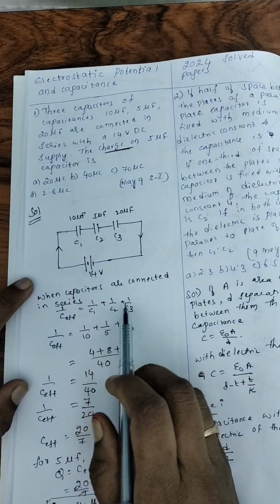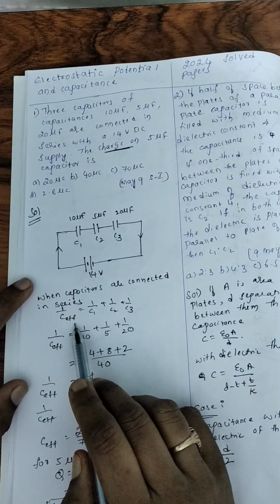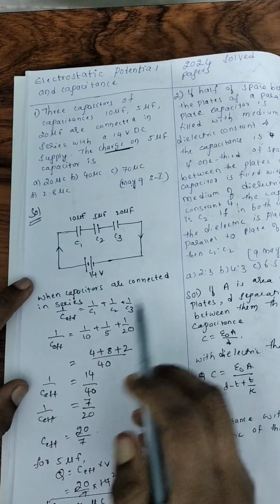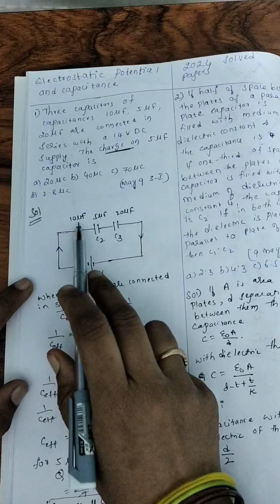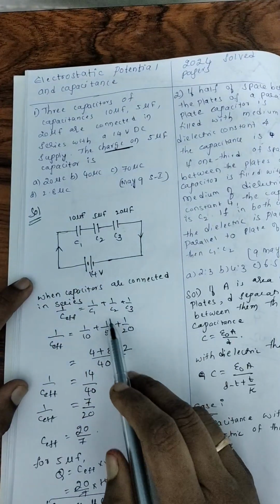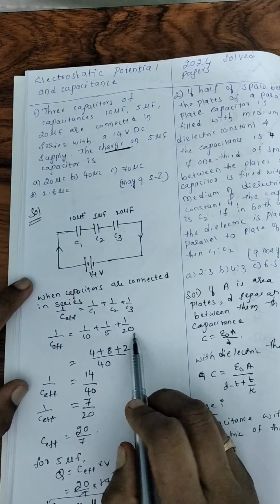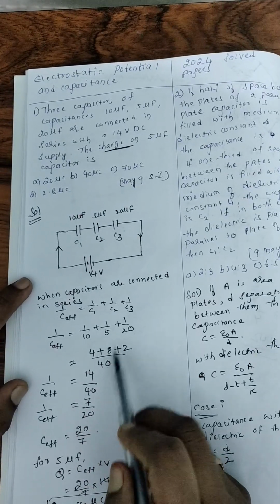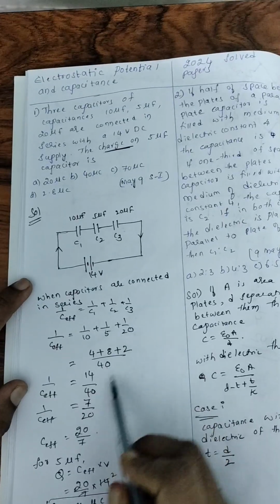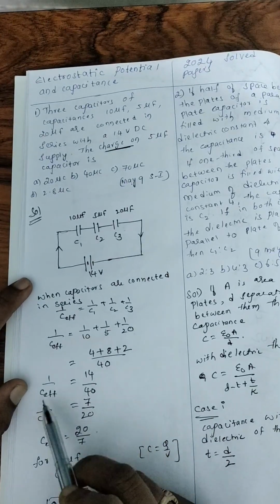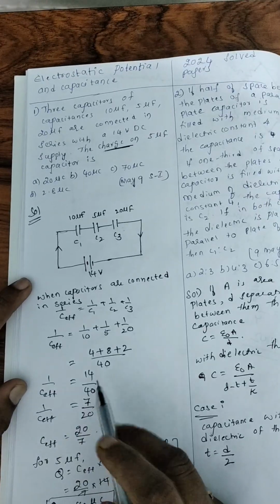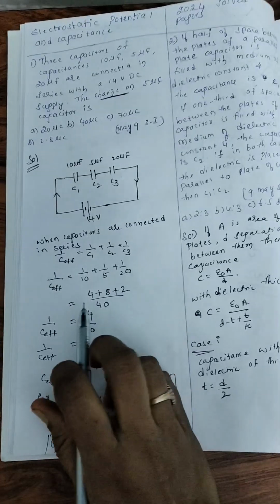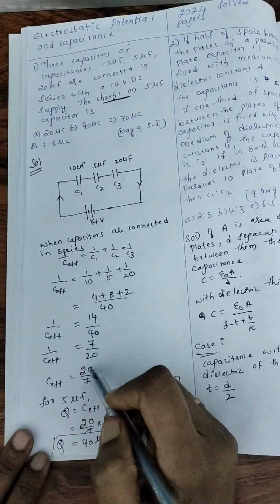When capacitors are connected in series, what is the effective capacitance formula? 1 by C equals 1 by C1 plus 1 by C2 plus 1 by C3. Now 1 by 10 plus 1 by 5 plus 1 by 20. The LCM is 40. We get 4 plus 8 plus 2, which is 14 by 40. So C effective will be 20 by 7.